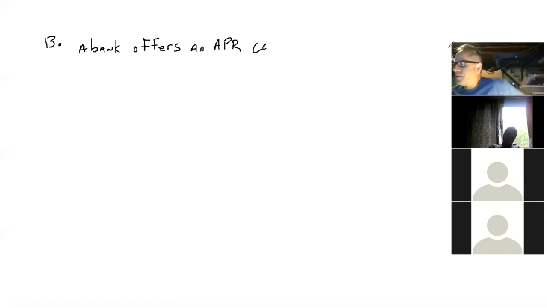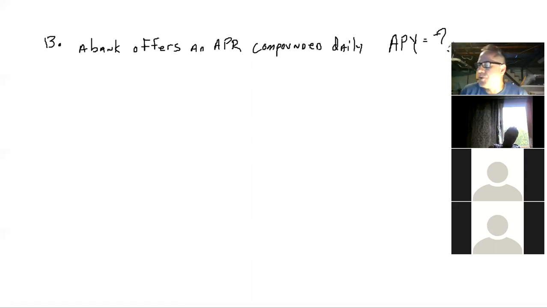All right. So in order to do it, given, and I apologize, I said a bank offers an APR. I never said what it was. So the APR will be in this problem 7.1% compounded daily. And I want to figure out what my APY would be. All right.